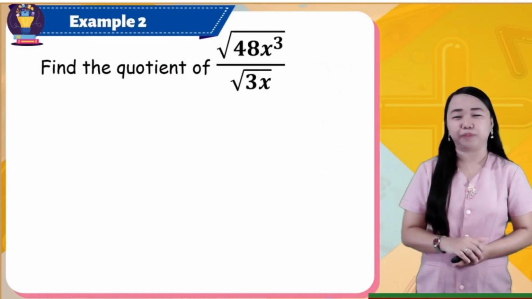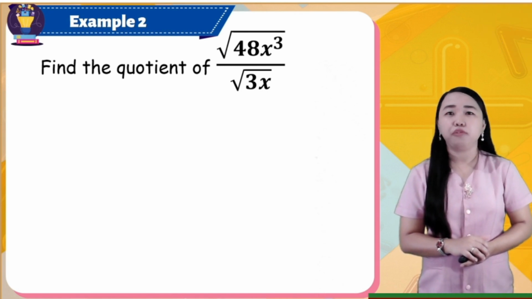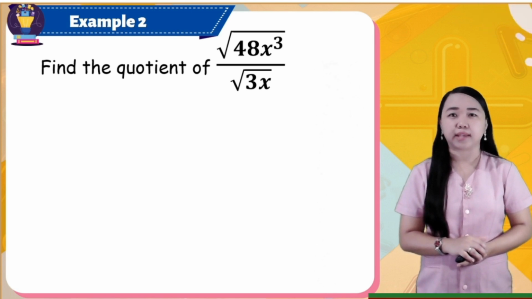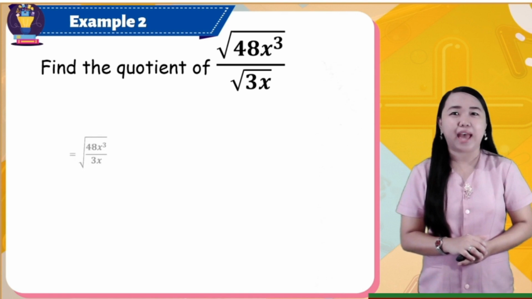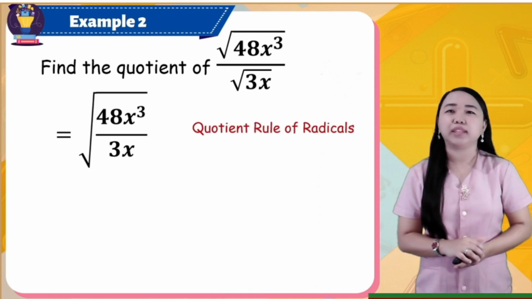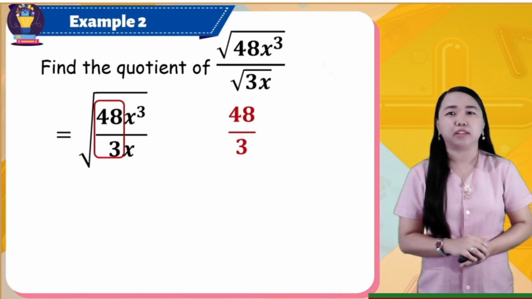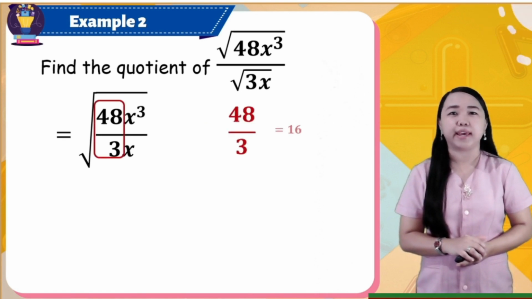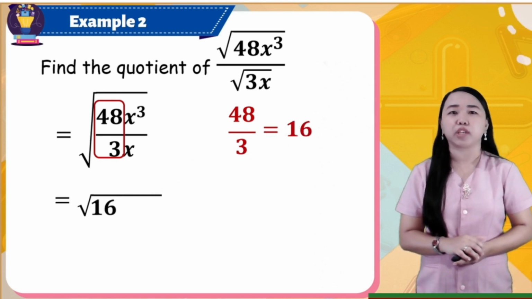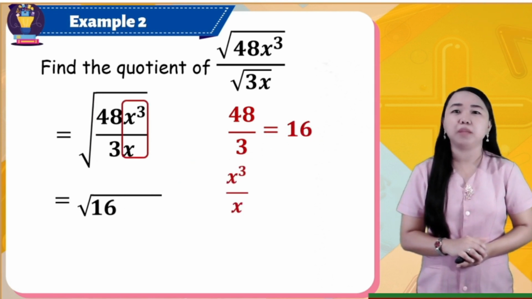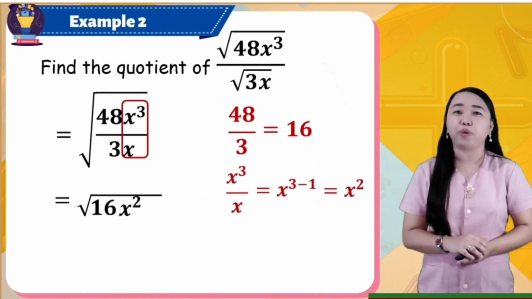Second example. Simplify square root of 48x cubed over square root of 3x. Applying the quotient rule of radicals, we can write it as square root of 48x cubed over 3x. Simplifying the radicand, 48 divided by 3 is 16. Applying the quotient rule of laws of exponents, x cubed divided by x is x squared. We subtracted the exponents 3 and 1.